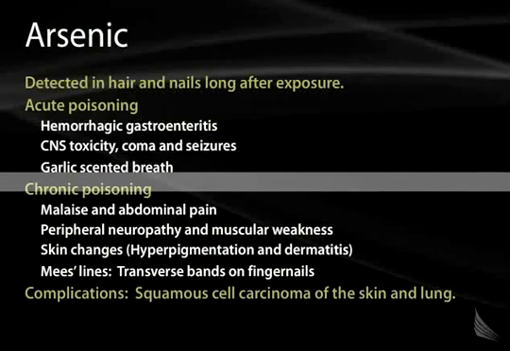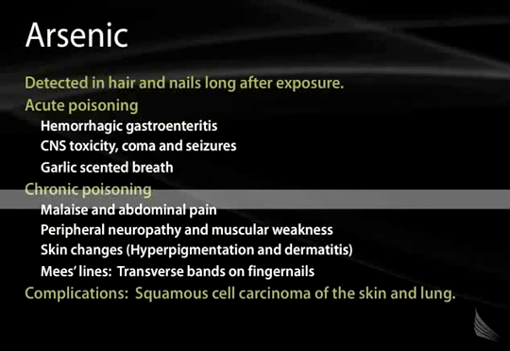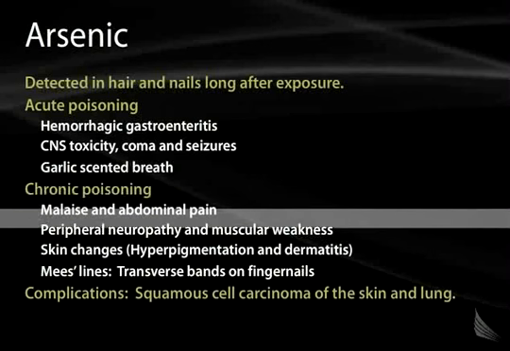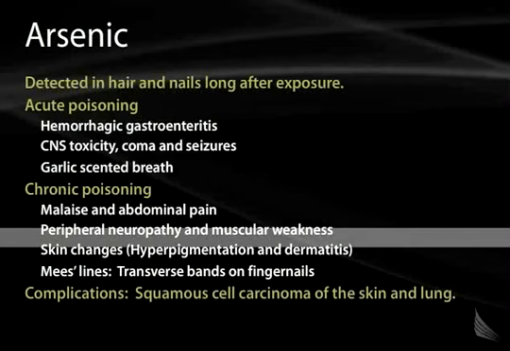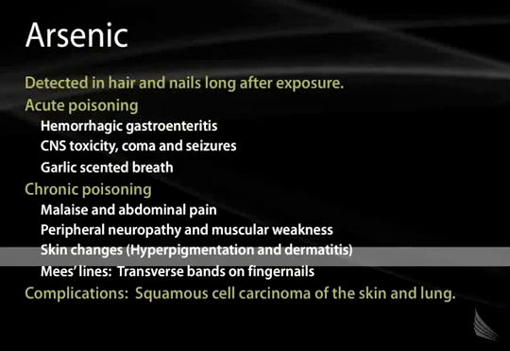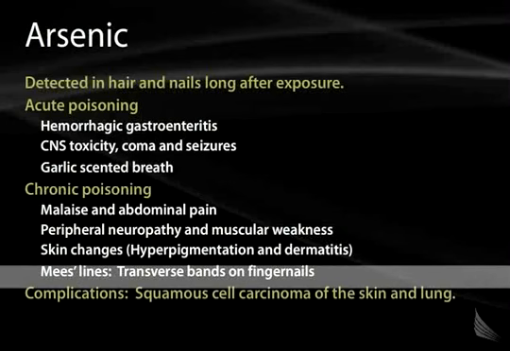With chronic poisoning with arsenic, these patients develop malaise and abdominal pain. They're prone to the development of peripheral neuropathy and muscle weakness. There are various skin changes that can develop, including hyperpigmentation and dermatitis. If you look at their nails, they will develop what we call Mees lines, which are transverse bands across the fingernails. Complications of chronic exposure to arsenic, if you don't indeed die from exposure to the poison itself, are that these patients can develop squamous cell cancers of the skin and lung.